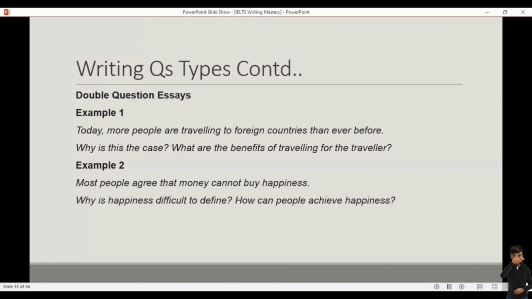Second example, most people agree that money cannot buy happiness. Why is happiness difficult to define? How can people achieve happiness? So that's all about how you are going to plan and prepare, and how you are going to identify which type of essay it is.